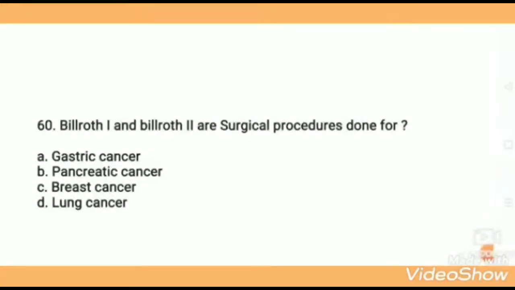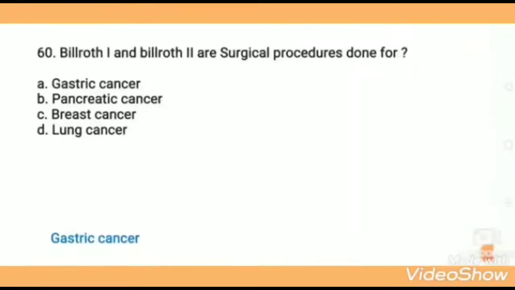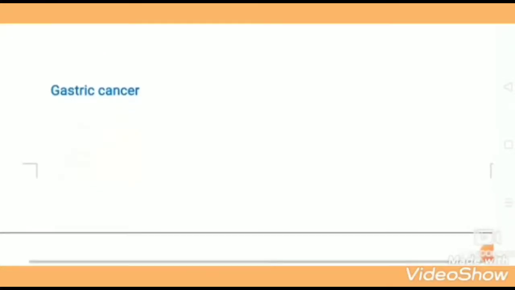So, the correct answer, Billroth first and Billroth second are surgical procedures done for gastric cancer. Billroth first is the creation of an anastomosis between the duodenum and gastric remnant. Billroth second is constructed by sewing a loop of jejunum to the gastric remnant. Next question.